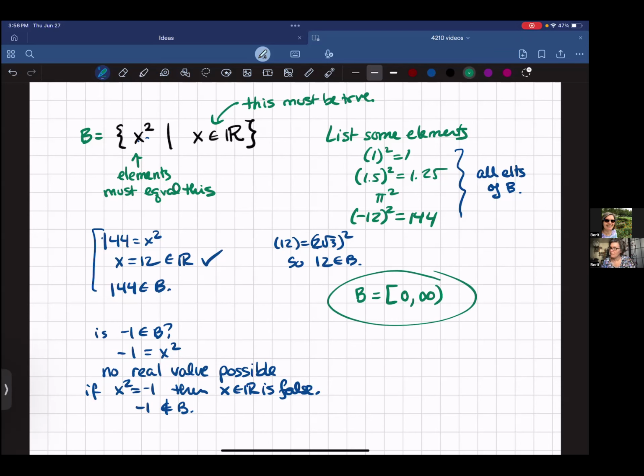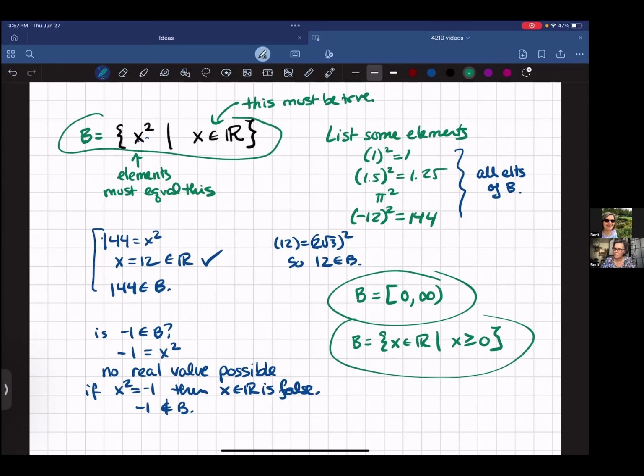If I wanted to write it in set builder notation, B is the set of all x in R such that x is greater than or equal to 0. That's another way to write B. So these are all three different ways to write the set B that are all the same.